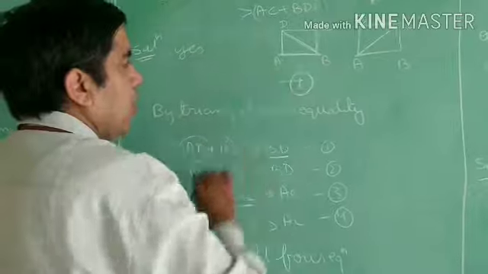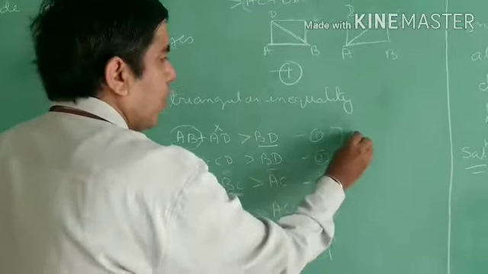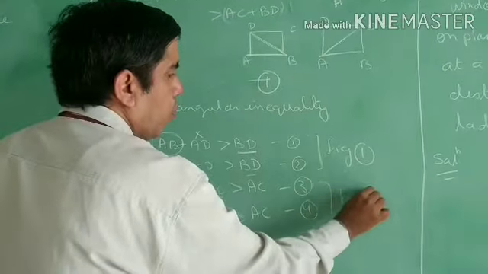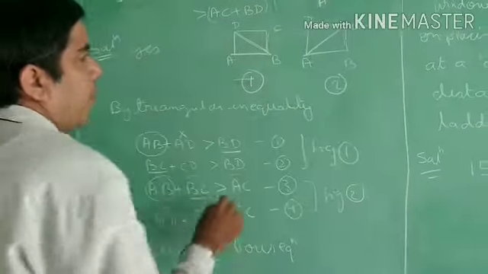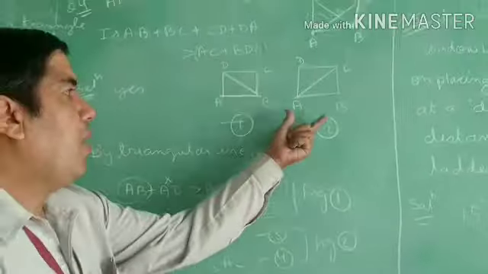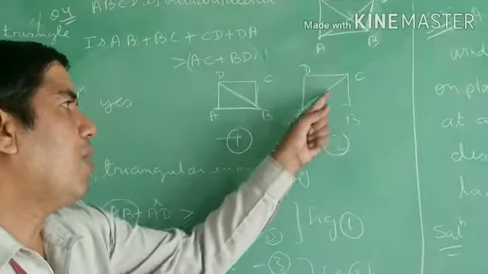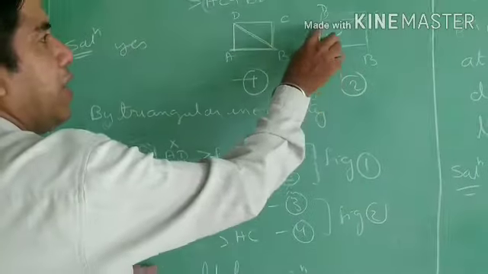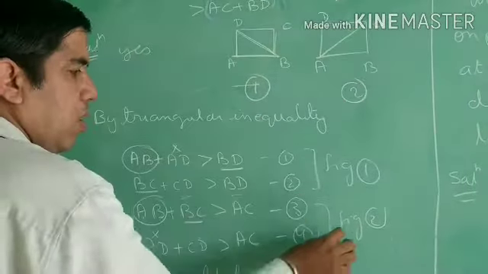I am talking with reference to figure number 1. Now this is with reference to figure number 2. With reference to figure number 2, I write AB plus BC is greater than AC. You can see I wrote here. Now the upper side: AD plus CD is greater than AC. So you can see here.